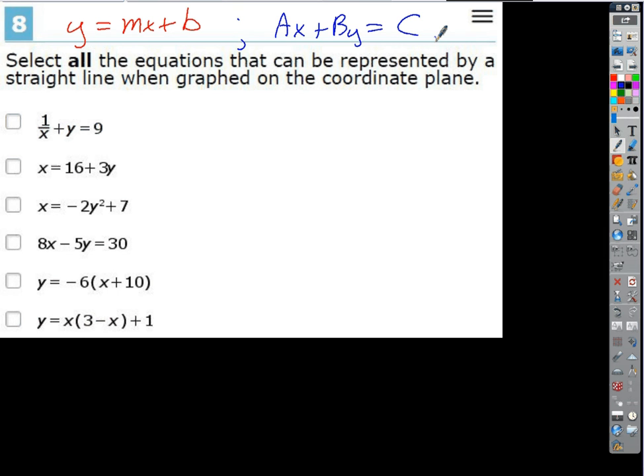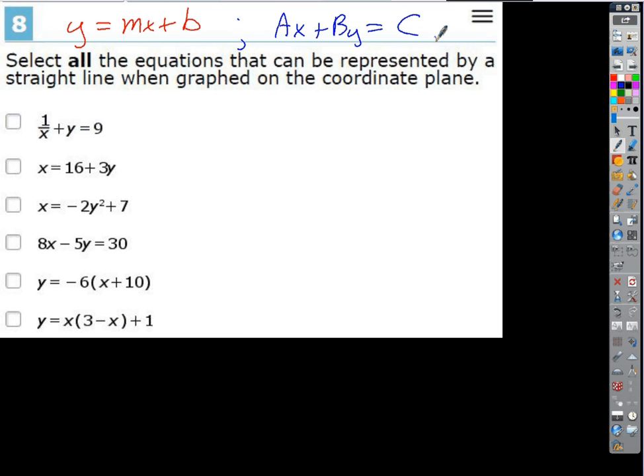So let's go through this list, and first let's look at it this way, and when we're done, we'll think of maybe an easier way to think about it. It's good review. So the first one, does the first one fit either of those? I don't think so. What's wrong with it? It's 1 over x. Yeah, the x is on the bottom. Do you see any x's on the bottom in either of those? No, we don't, right?